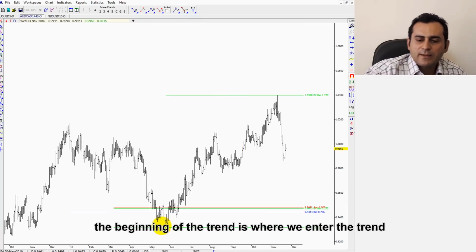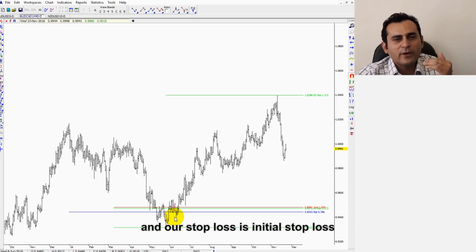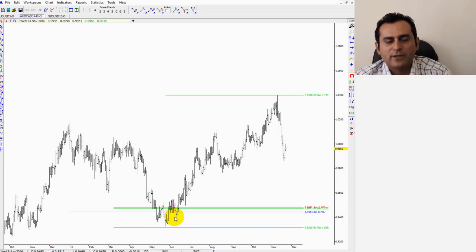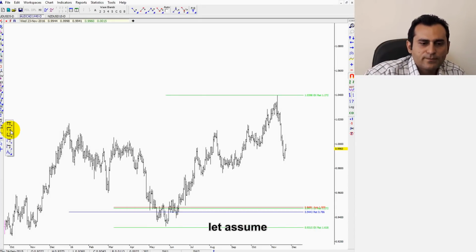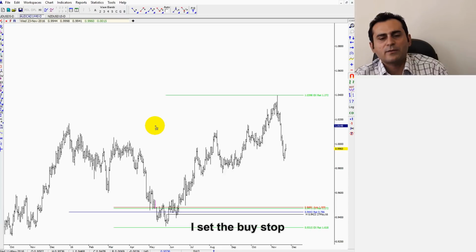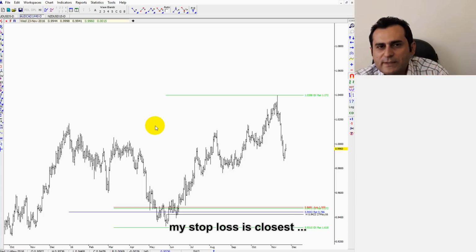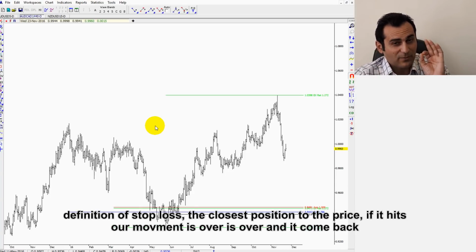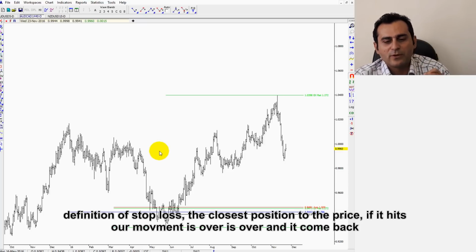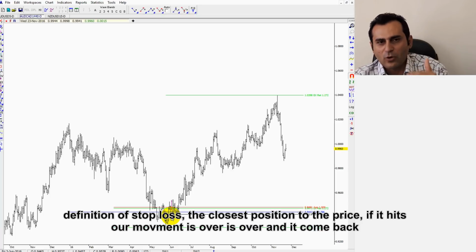Okay, at the beginning of the trend, that's where we enter the trend, and our stop loss is our initial stop loss. Let's assume my trade is here. I set the buy stop. The definition of a stop loss is the closest position to the price that, if it is hit, means our prediction and our movement is over and it has come back.